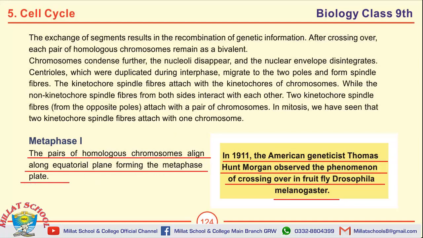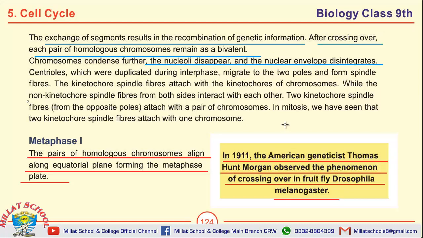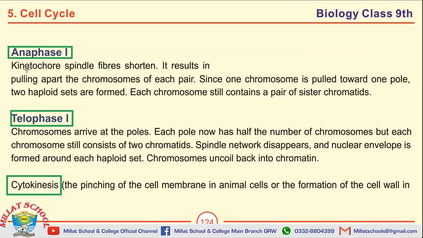The MCQs may be, the first one is, the exchange of segments results in the recombination of genetic information. After crossing over, each pair of homologous chromosomes remains as a bivalent. When nuclei disappear during prophase 1, the nuclear envelope disintegrates. In mitosis, two kinetochore spindle fibers attach with one chromosome. The next one is, what is anaphase 1?